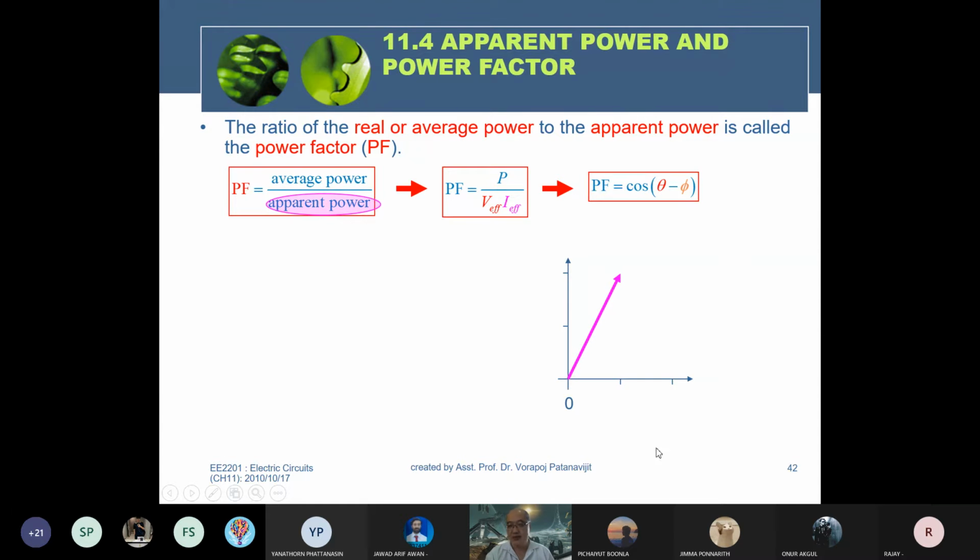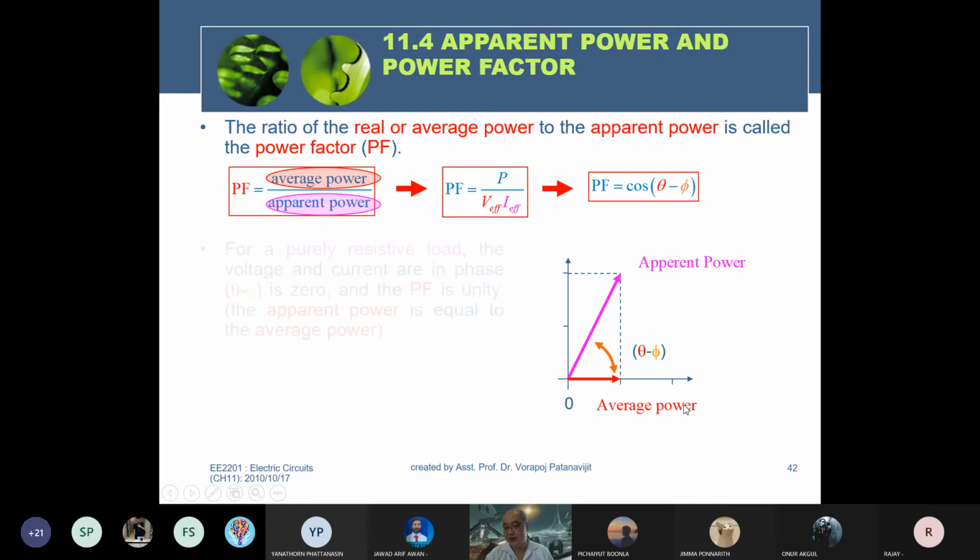The idea will be easier to see if we plot them from a graphical point of view, okay? Now, the idea is very simple. The voltage is a complex number. The current is a complex number. Therefore, when you multiply them, the power to that load or the power from the source is the apparent power, okay? But the average power means the real power that you can use.